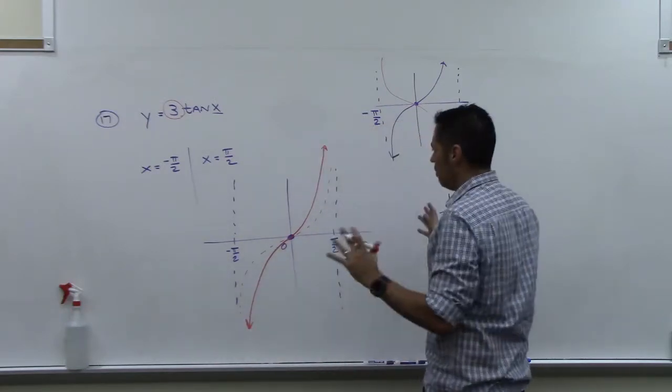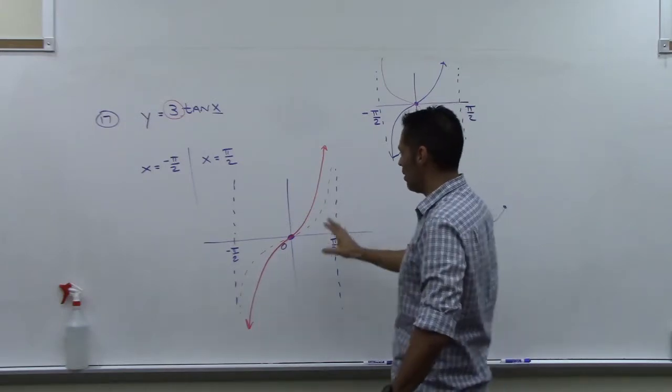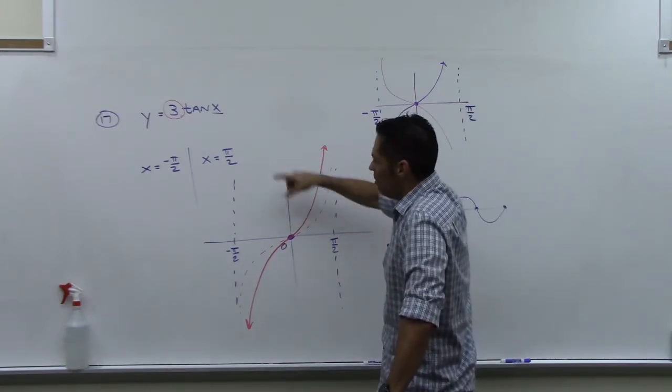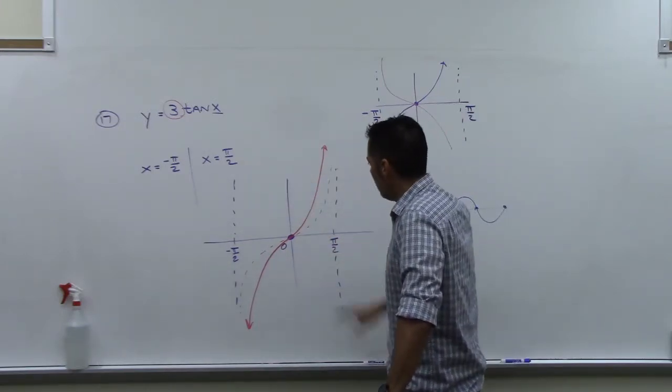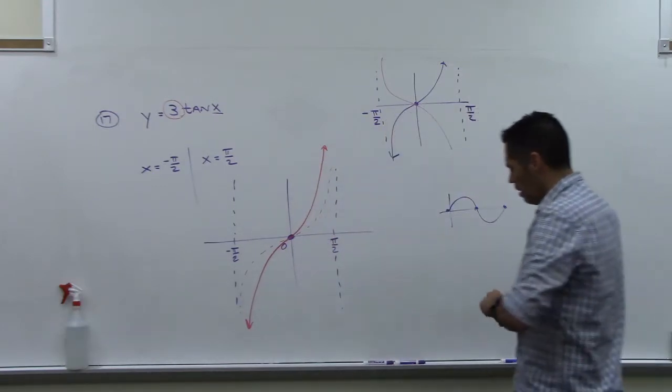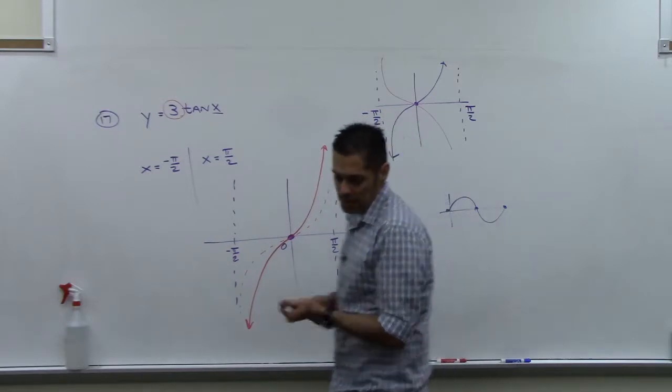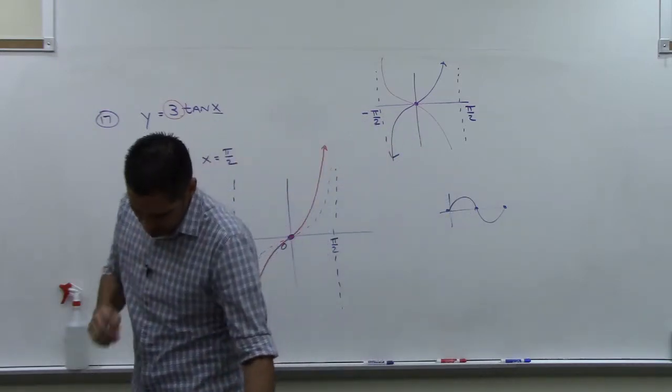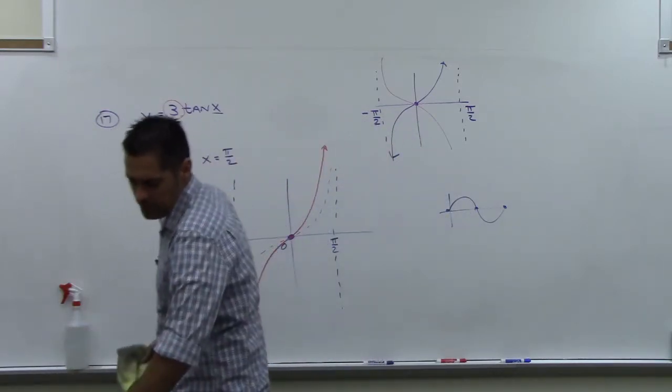And I'm not real particular about how good this looks, because these vertical stretches on the tangent function are hard to graph. So this is basically in red what I'm looking for. Okay, that's it for number 17. Let's look at number 21, tangent of pi over 2x.